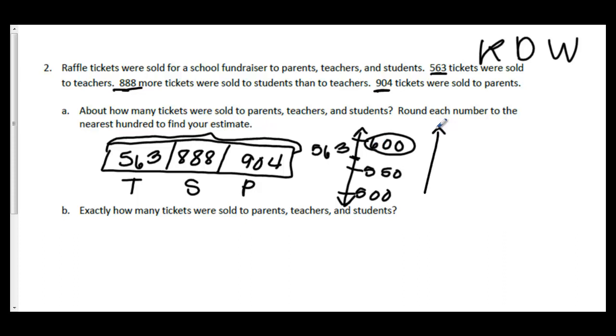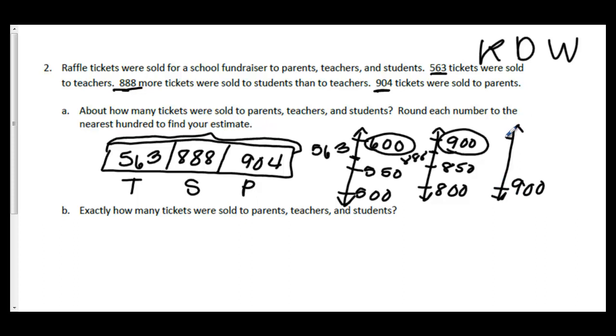Next, I have 888. So there are 800s in 888. Another 100 would be 900, and my midway point is 850. So 888 would be up here. I'm going to kind of squeeze it in. Because it's more than halfway, it rounds to 900. Next, 904. So there are 900s. One more 100 would be 1,000, and my midway point would be 950. 904 is really close to 900, so it rounds to 900.